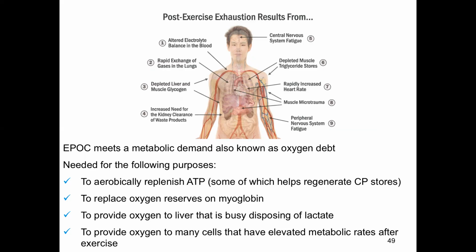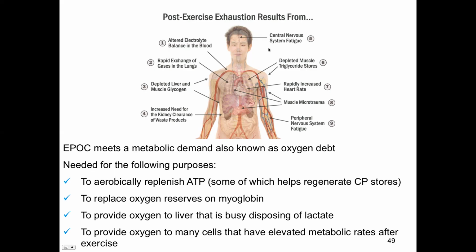So here on this slide, you can see a whole bunch of different things that can happen. Increased need for kidney clearance of waste products. So what is that? Well, that's your lactate, right? So if you're doing anaerobic respiration. Depletion of glycogen. If you deplete your liver of glycogen, you're going to lose glucose in the blood, right? Rapid exchange of gases in the lungs. It's just going to get tired.